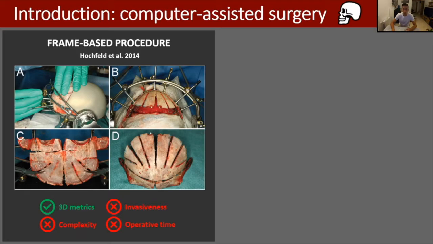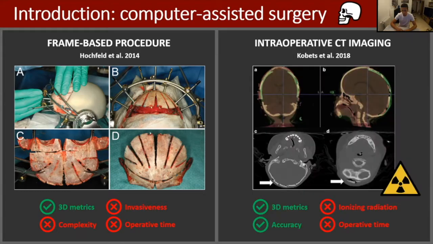For instance, Hoffeld et al. in 2014 proposed the use of a stereotactic frame to control bone fragment positioning, but this technique is characterized by its complexity, it is invasive, and it also increases surgical time. Later, Kovacs et al. proposed the use of intraoperative computed tomography imaging to control cranial bone remodeling, but the problem of this technique is the exposure of the infant to ionizing radiation and also the increased operative time.